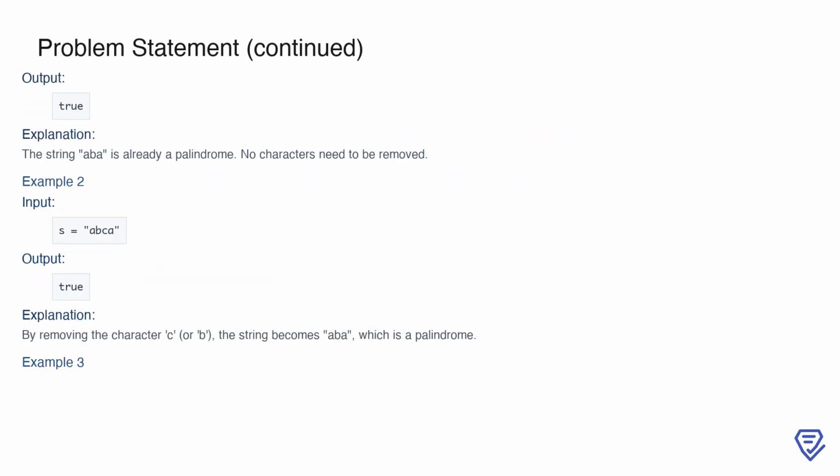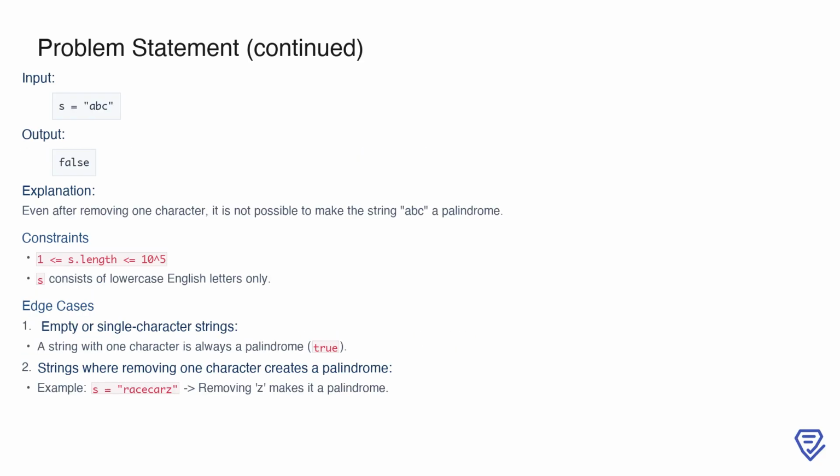Now, consider the example where the input string is ABCA. Here, by removing the character C, the remaining string ABA becomes a palindrome. Alternatively, removing B instead of C also results in the palindrome ACA. In either case, it's possible to achieve a palindrome with just one deletion, so the output is true. This highlights how we need to evaluate strings to determine if removing a single character can create symmetry around the center. For a string like ABC, the situation changes.